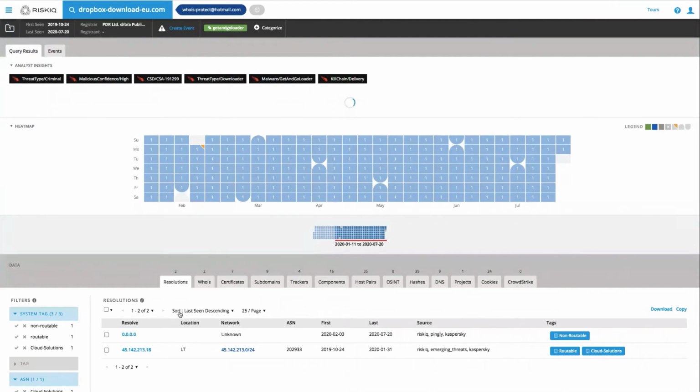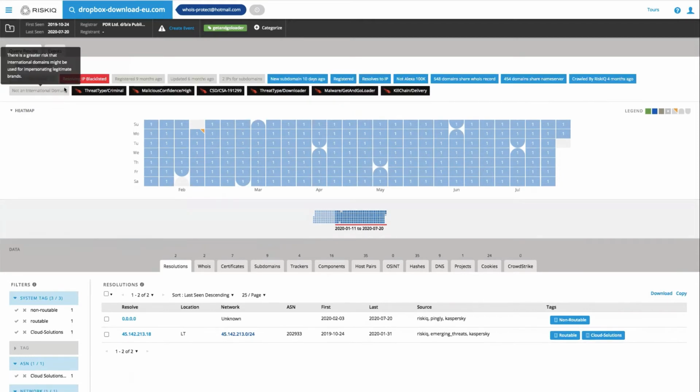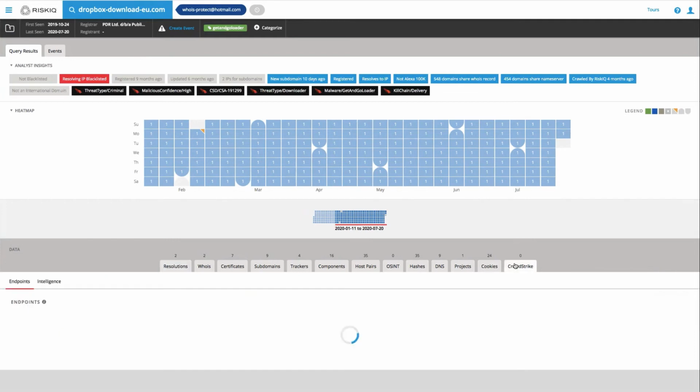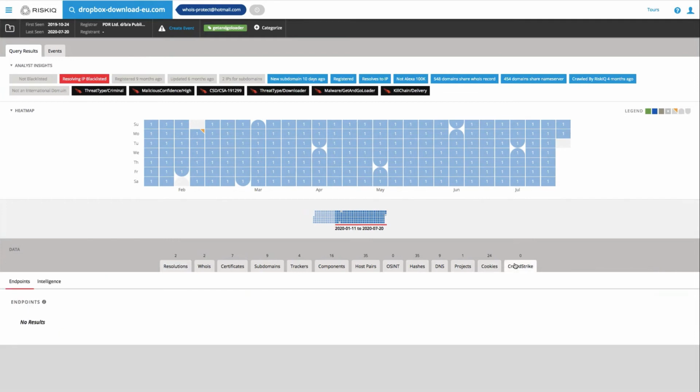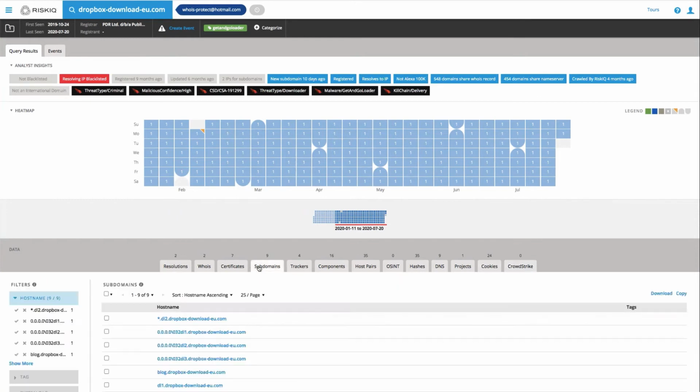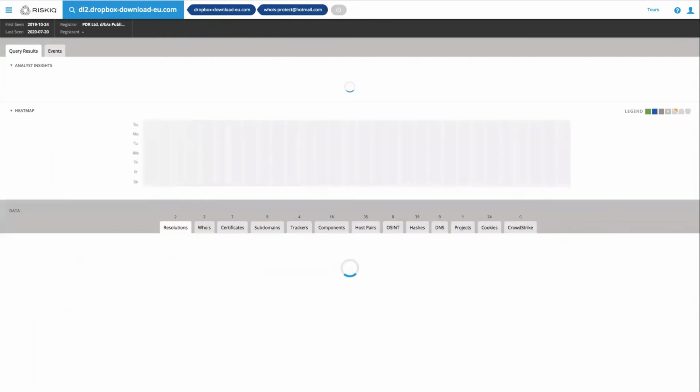Clicking on this Dropbox-download-eu.com domain reveals a similar looking set of infrastructure. We can see here that our analyst insights again show that a blacklisted IP address is being used, and that we have a bunch of CrowdStrike tabs indicating that this is malicious. Now, if I go to the CrowdStrike tab, I don't see that any endpoints have actually communicated with this infrastructure. That's a good sign. However, knowing that I've explored this infrastructure a little bit more, I might want to look at the subdomains, noting that our original example started with DL2. If I go to the subdomains for this particular domain, I can see that it also has a DL2 subdomain.